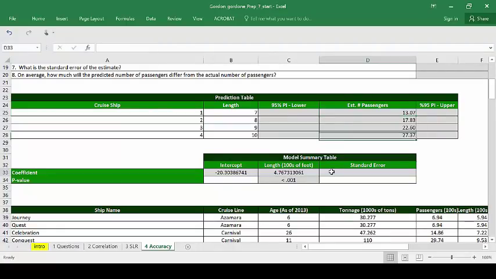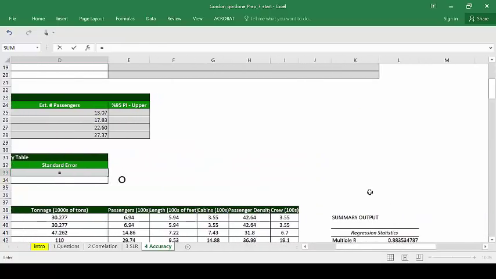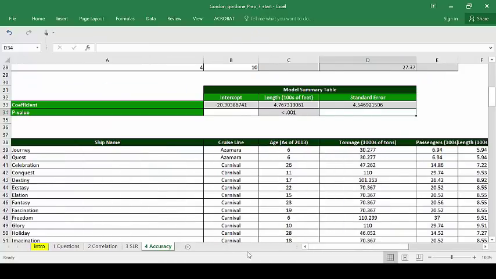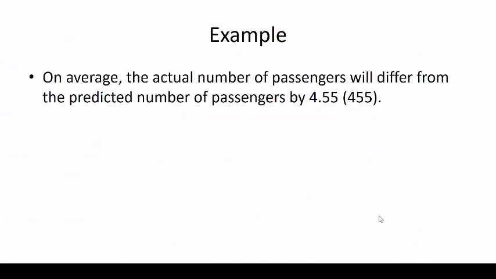If you return to your prep file, you can see that the model summary table asks us for the standard error. So I'm going to reference that cell in the output. And here is our standard error, 4.55. What this number is telling us is that on average, the actual number of passengers will differ from the predicted number of passengers by 4.55 or 455.